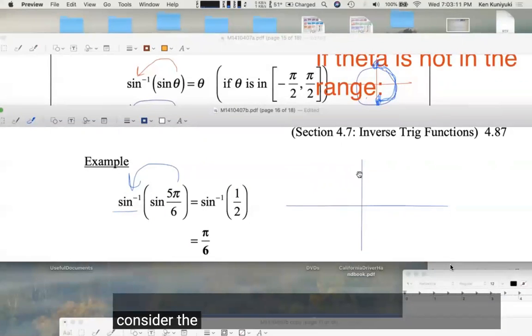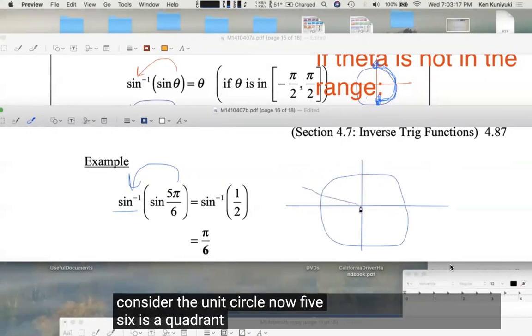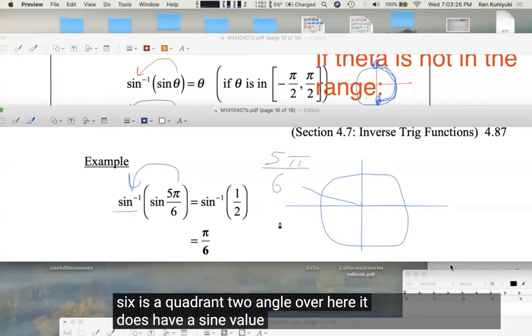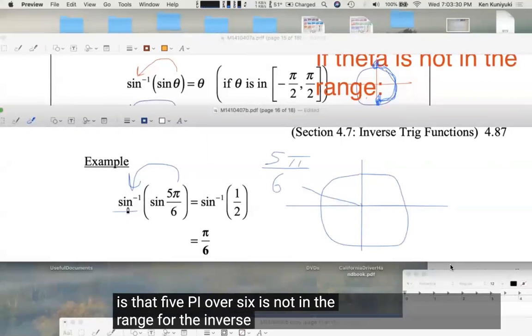Consider the unit circle. Now, 5 pi over 6 is a quadrant 2 angle over here. And it does have a sine value, but the problem is that 5 pi over 6 is not in the range for the inverse sine function.